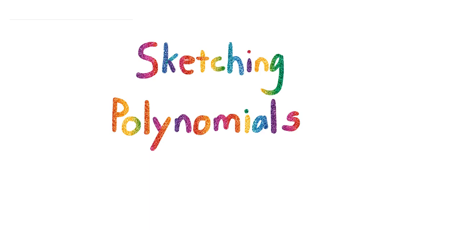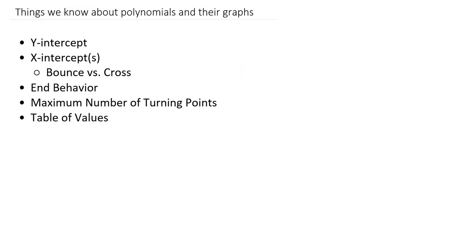We've talked about looking at a polynomial and figuring out different features of its graph, like does it have x-intercepts that bounce or cross or both, and what's the end behavior like, how many turning points might it have. This video is about actually looking at the polynomial and actually graphing it. We're not doing exact graphs, we're doing good enough graphs, and I'll talk more about that later.